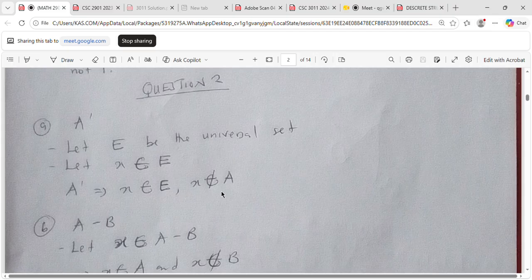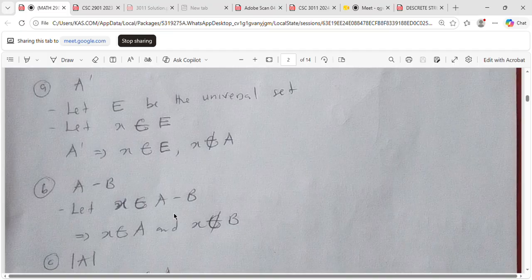So that's what we are saying in diagram form. You can check it out. In diagram form, we are saying X is inside the universal set, but X is not inside A. That's what we are saying.